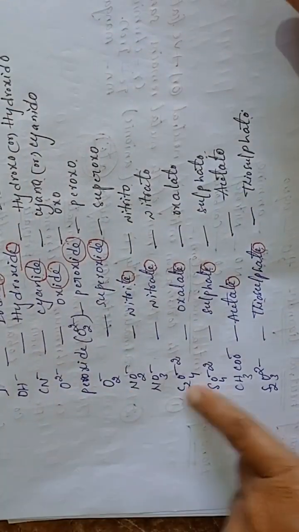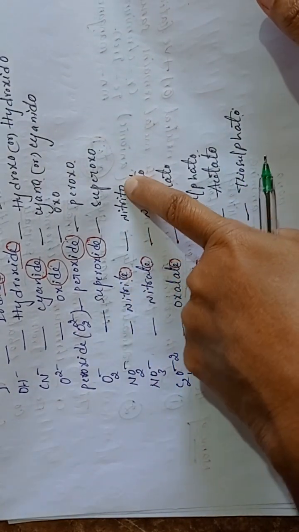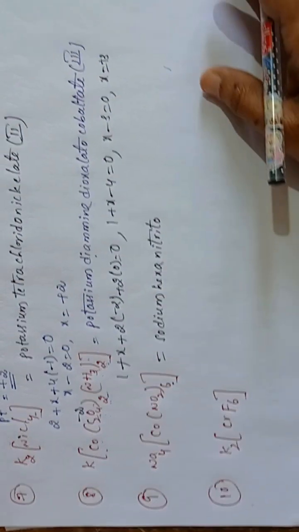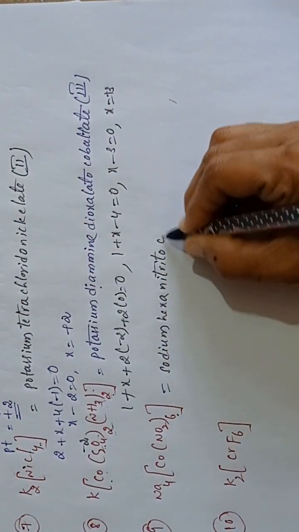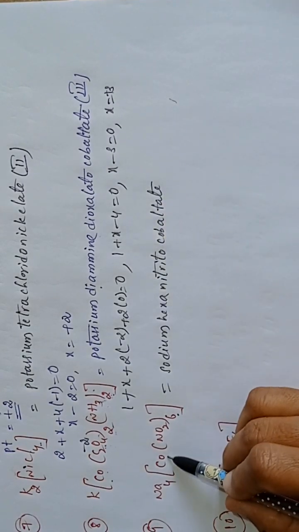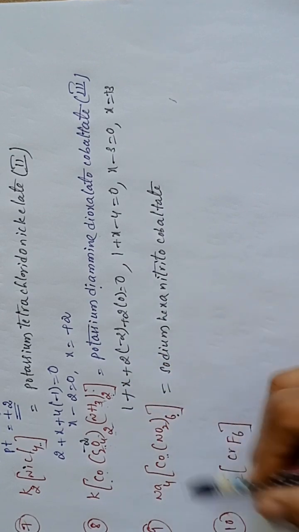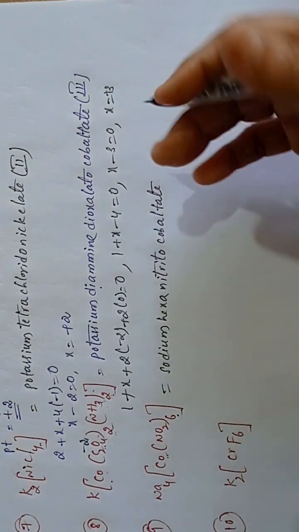What will we call it? NO2 group is there. Nitrito. Okay, nitrito. Next, the central metal atom, cobaltate. The central metal atom is cobalt, because it is an anionic complex, so we have to add the suffix ate to the metal atom. Cobaltate.